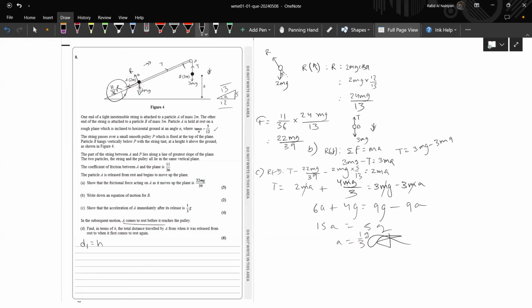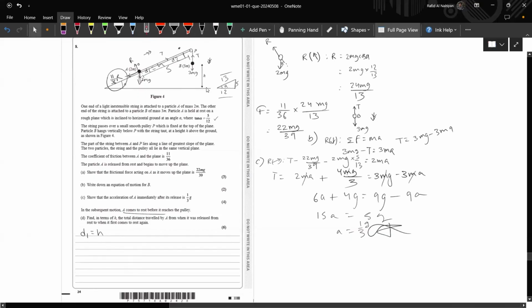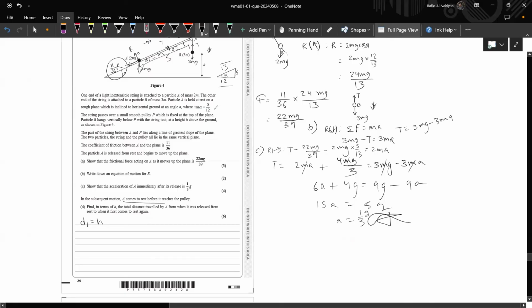And then what does it say? Total distance traveled by A from when it was released from rest to when it first comes to rest again. So it first comes to rest again at this point, just before reaching the pulley. Let's call that total distance S. So I have to find D2, and I already know D1, which is equal to h. How do I actually find that extra distance? For that, I need the velocity at this point when it has already moved a distance of h. How can I do that?